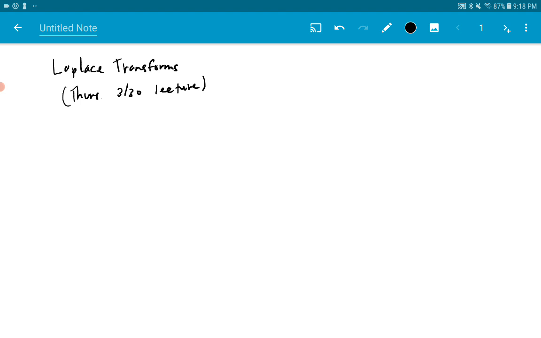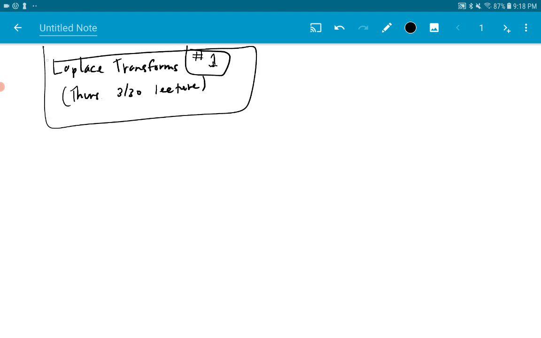Okay, so this is Laplace transform lecture number 1. And this is really the last topic we have in the course. All right, so before we talk about Laplace transforms, let's talk about something called an improper integral.